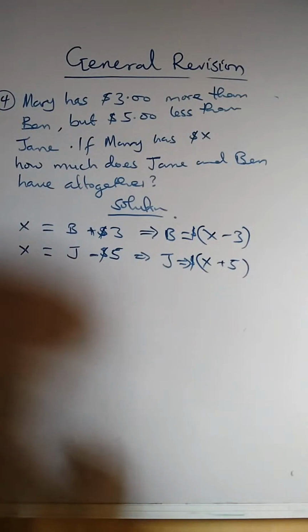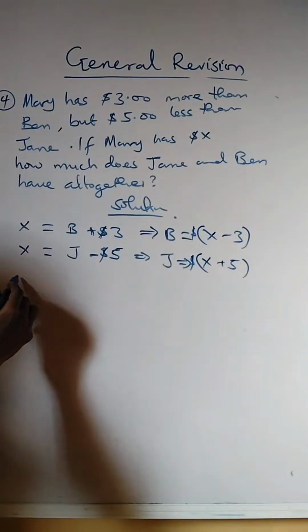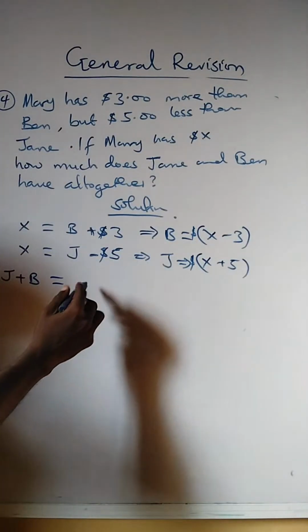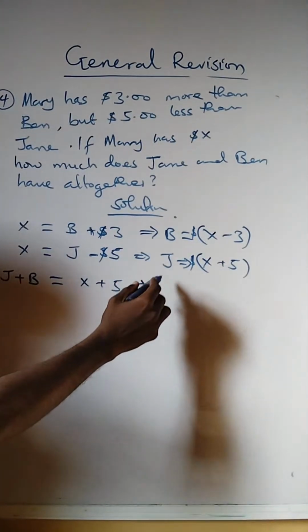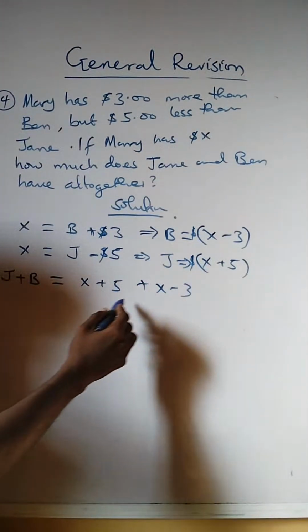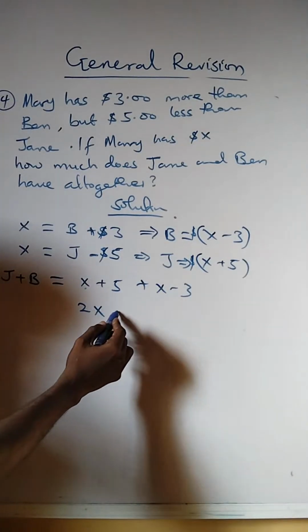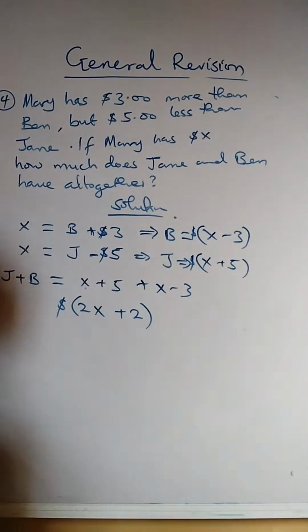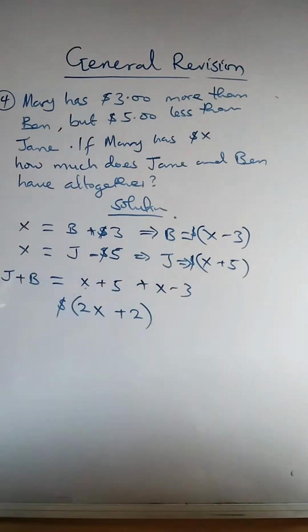So the money that Jane and Ben have altogether will be Jane plus Ben, equals Jane, that's X plus 5, then plus Ben, which is X minus 3. X plus X gives 2X, 5 minus 3 gives plus 2. So altogether, Jane and Ben have 2X plus $2.